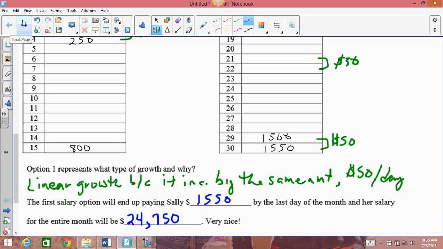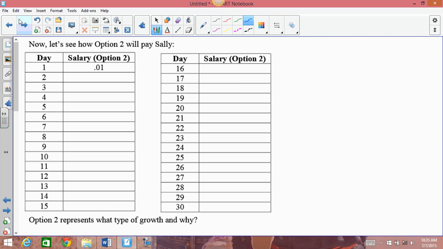So if we flip it over on the next page and we say, okay, let's look at option 2 so that we can ultimately compare the two. So in option 2, it said that she was going to get paid a penny on the first day, and then every day after that, they were going to pay her twice as much. So that meant then on day 2, if we double that, she's going to get paid 2 cents. And then if we double that, 4 cents, twice as much now, 8 cents, keep going, 16 cents.